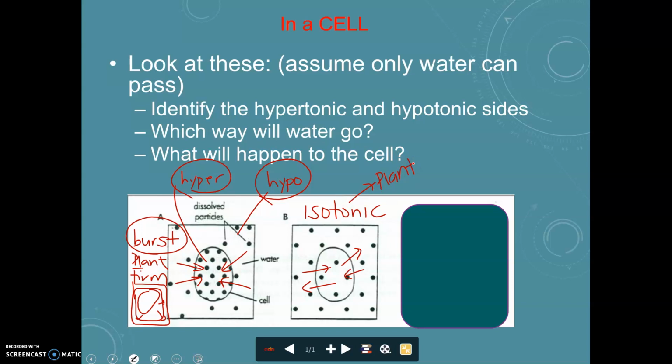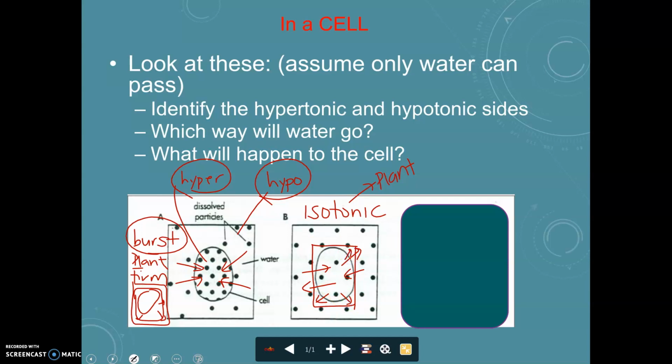If you put a cell in an isotonic solution, in an animal cell, that's good. It'll stay the same. Our blood is in an isotonic solution, so our blood cells stay the same. But if you put a plant cell in an isotonic solution, it's actually going to look kind of wilted because there's nothing to create pressure against the cell wall.